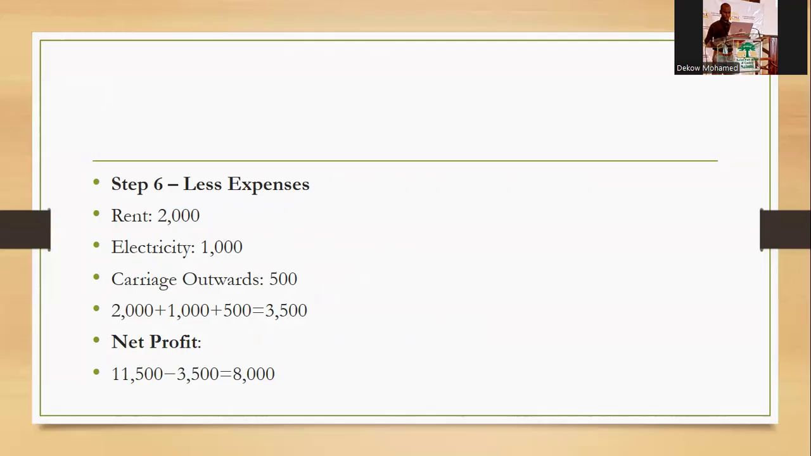Now, if we have rent as 2,000, electricity 1,000, carriage outward 500. Now, that makes our total expenses as 3,500. Now, this 3,500, we need to less it from the total income so that we get a net profit if it is higher. For this case, the total income was 11,500. Then we subtract the total expenses, 3,500. We get a net profit of 8,000.